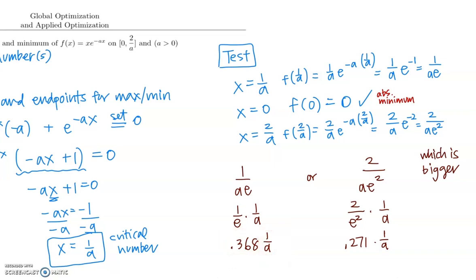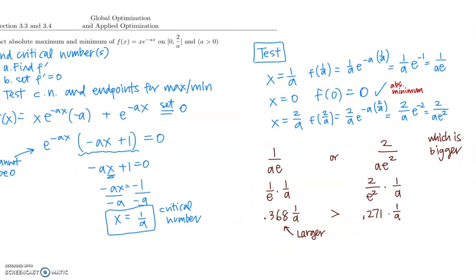So this is larger, and that has to be my absolute max now, since it's bigger than the other guy. So this is the absolute max. The absolute max is happening here at x equals 1 over a. So we have an absolute minimum and the absolute maximum here.